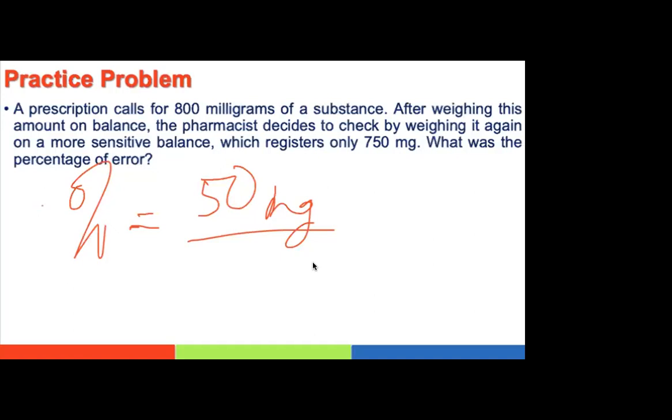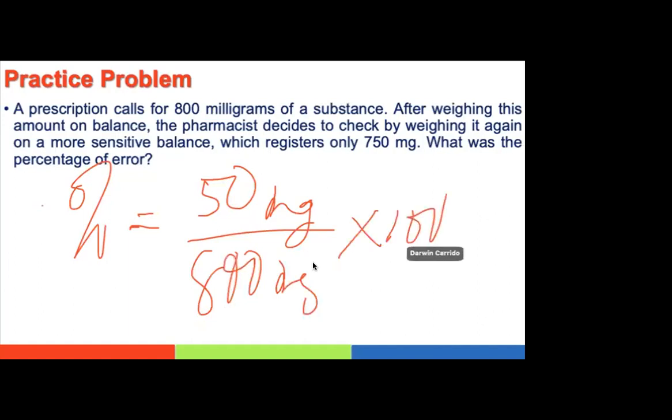So what is the answer? Okay, 6 point. Percent error is equal to 50 milligrams divided by 800 milligrams times 100. The answer is 6 point, sakto, 25. 25%, not milligrams. Percent error ang kinocompute natin. Yan. Be careful again with the units desired. Okay?